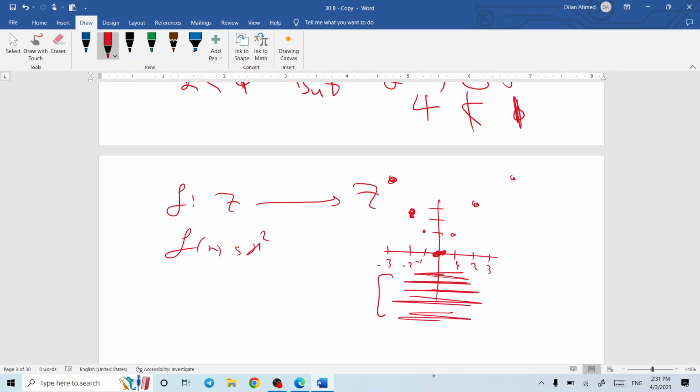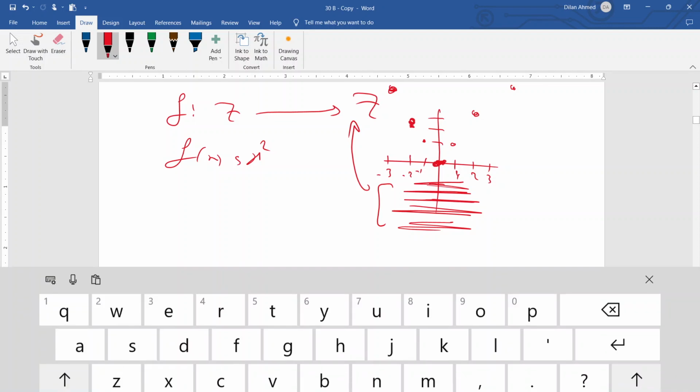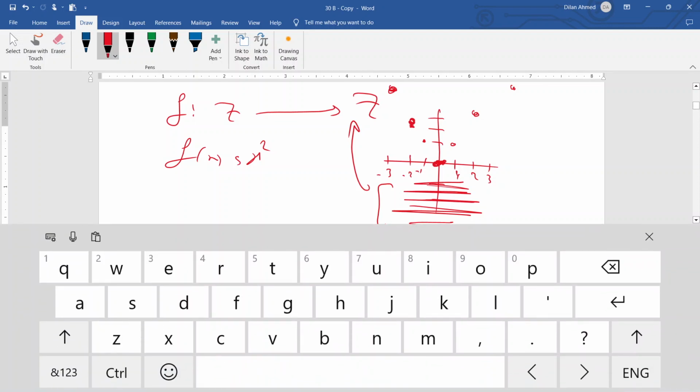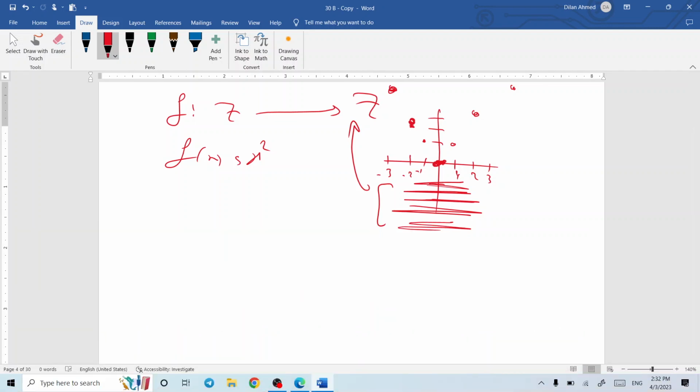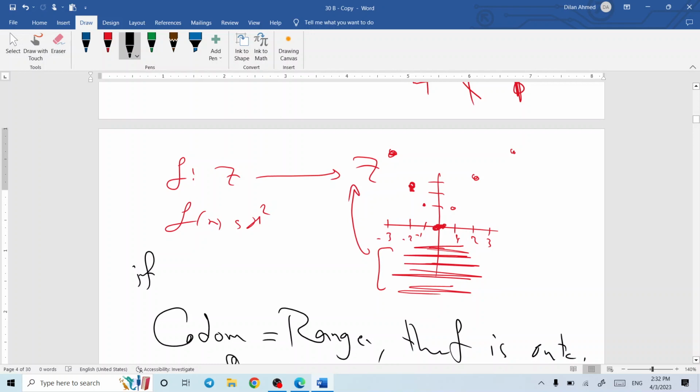But in my codomain, I have these things. So let me tell you a trick. We have another definition of onto. If the codomain equals the range, the function is onto. What do you mean by that? So tell me about the domain of this function.